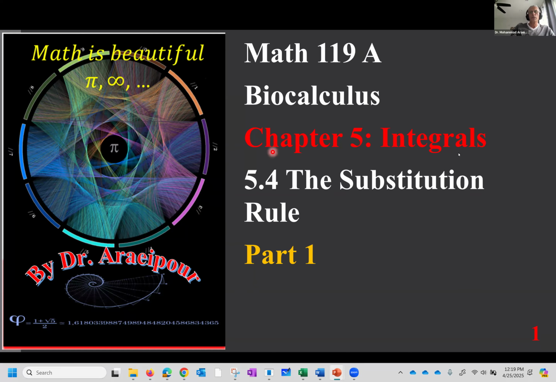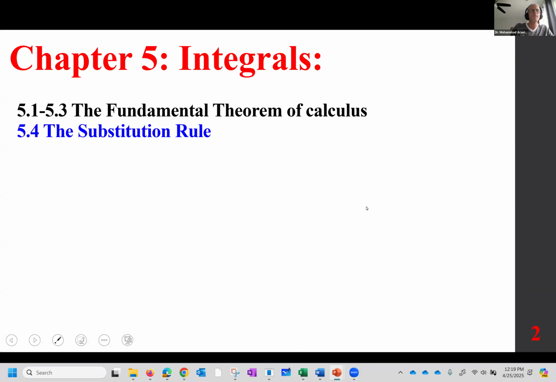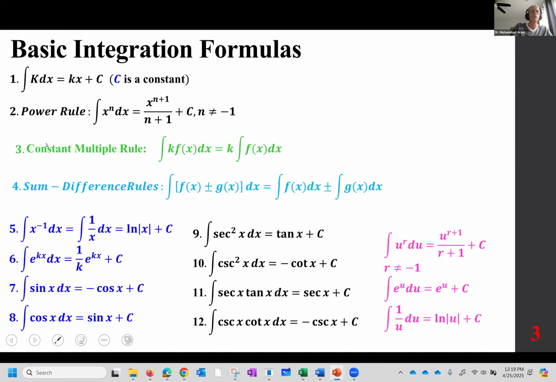Good afternoon, class. We are looking at chapter 5, section 5.4, the substitution rule. Here's the first part. So we covered 5.1 to 5.3, the fundamental theorem of calculus, and now 5.4, the substitution rule. These are various integration formulas we should be very comfortable with.